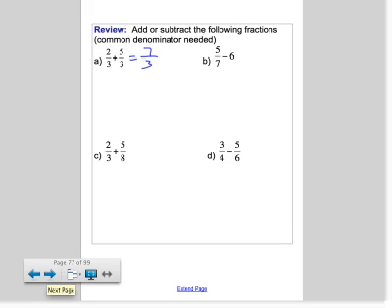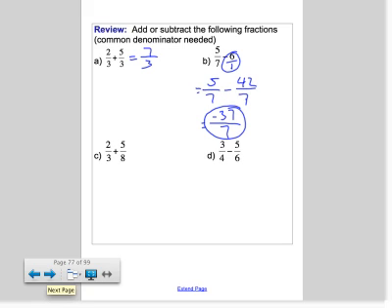Part B, the 6 is really 6 over 1, and so my common denominator between 7 and 1 is going to be 7. So I have 5 over 7 minus, now if the denominator of this expression becomes 7, 1 times 7 is 7, so 6 times 7 is 42, right? And then the bottom stays the same. Subtract the top. 5 minus 42 is negative 37.